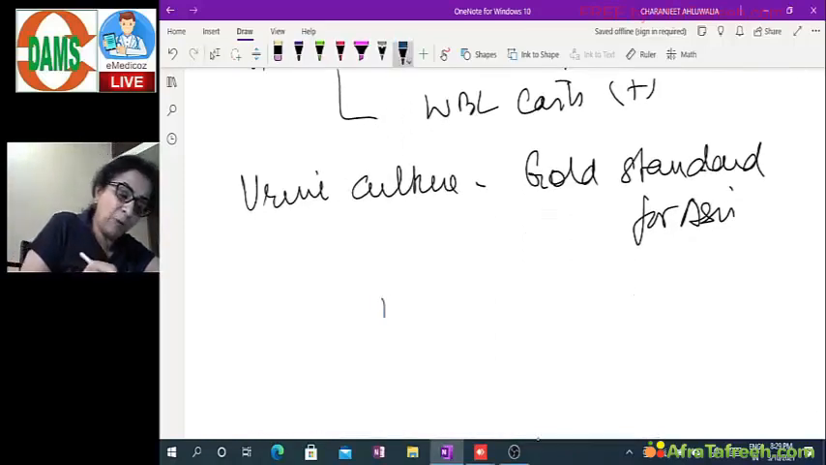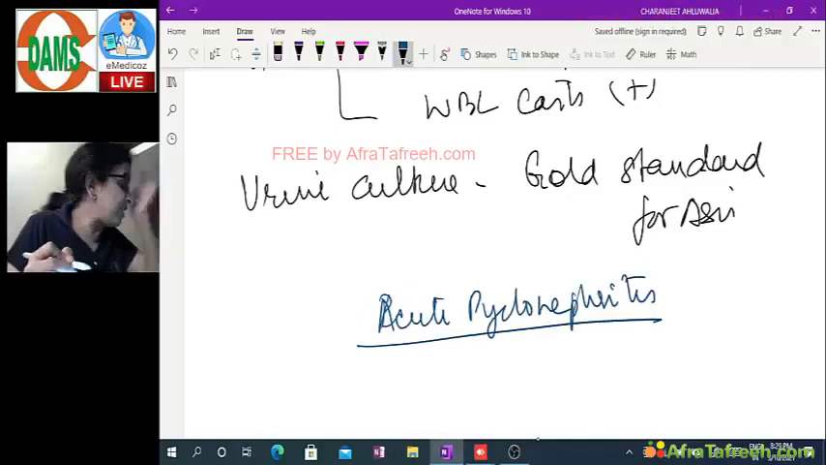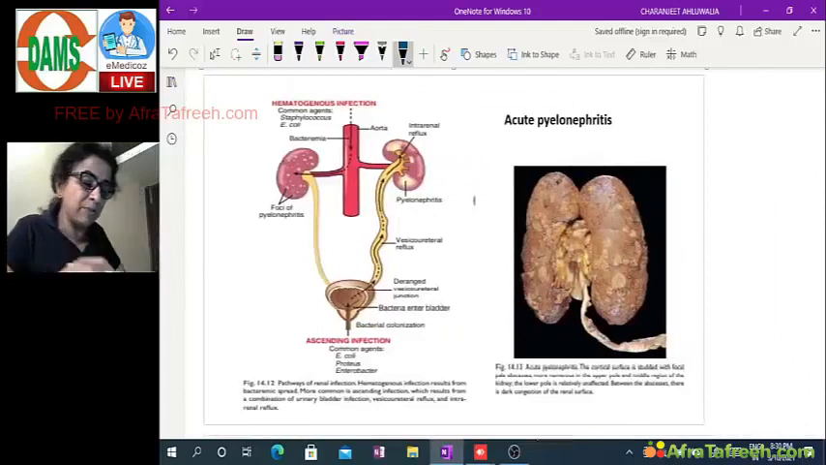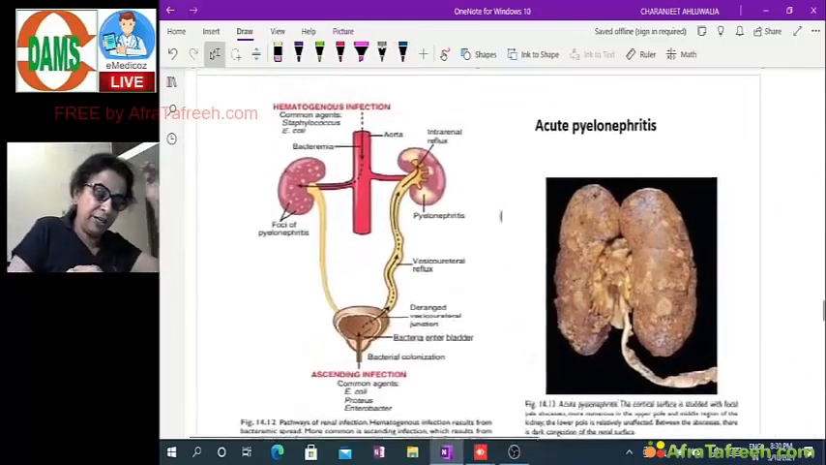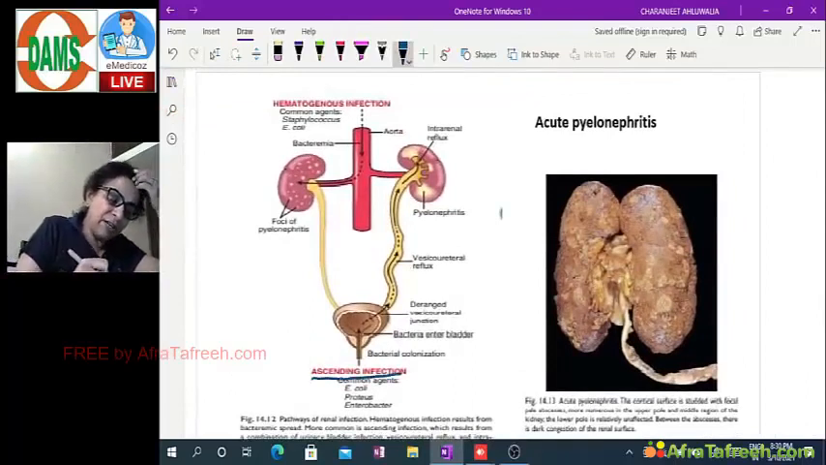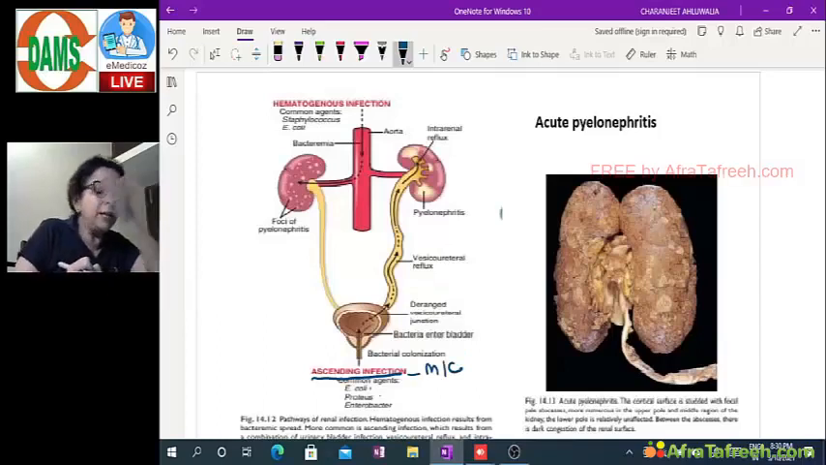Now let us come to the very important acute pyelonephritis. The infection was in the bladder, and now the infection reaches the kidney. The infection can reach the kidney in two ways. Number one, most common is ascending infection: from the urethra the infection reaches the bladder, and from the bladder it goes through the ureters into the kidney. The organisms are E. coli, Proteus and other enterobacteria.